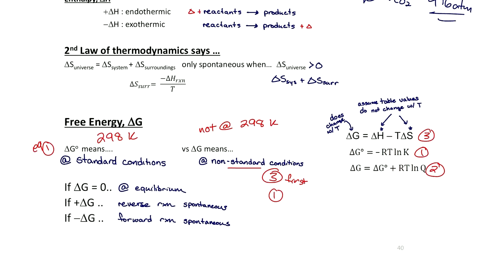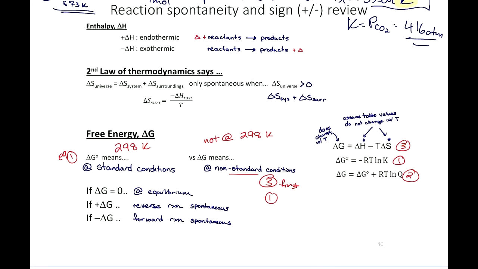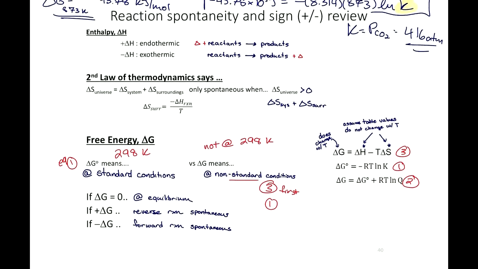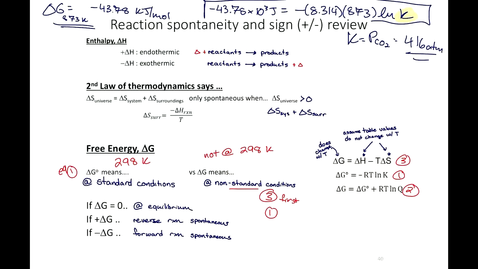So that is reaction spontaneity. Do make sure: are you at standard conditions? Are you allowed to just use the table values? Is it delta G naught that you're calculating, or is it just delta G?